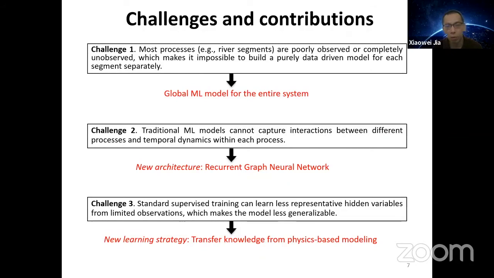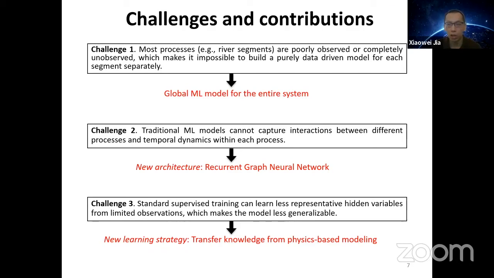And so from a machine learning perspective, here we list 3 major challenges involved in this project, and then we also provide our solution for each one of them. So the first challenge is that, as we mentioned, most river segments are poorly observed, or they are completely unobserved. So in this way, it's impossible for us to build individual machine learning or purely data-driven models for each river segment separately. And so that's why in this work, we will build a global machine learning model for the entire river network or the entire system.